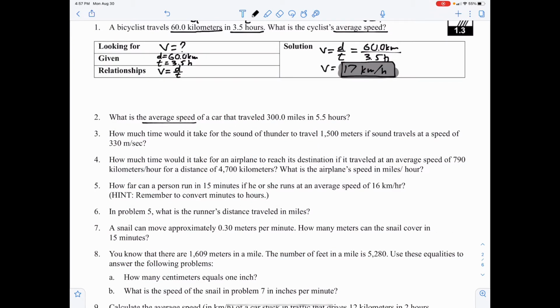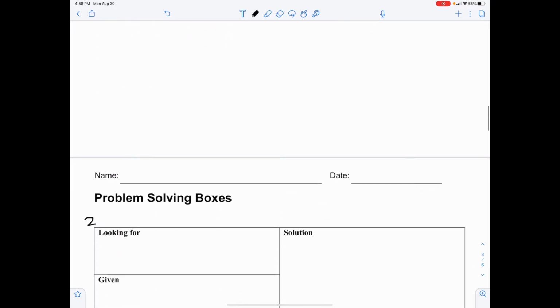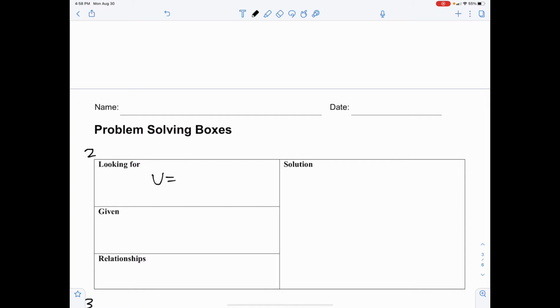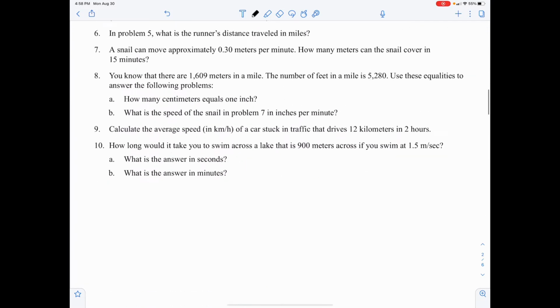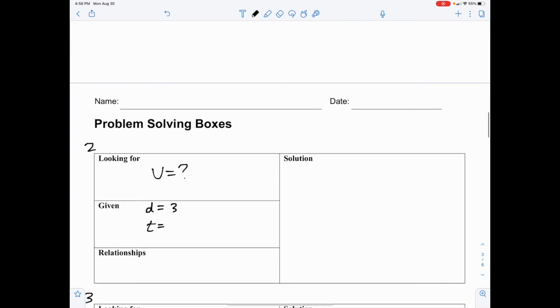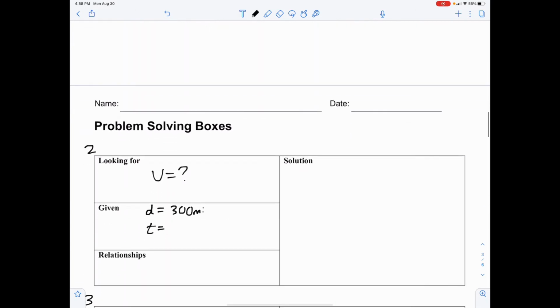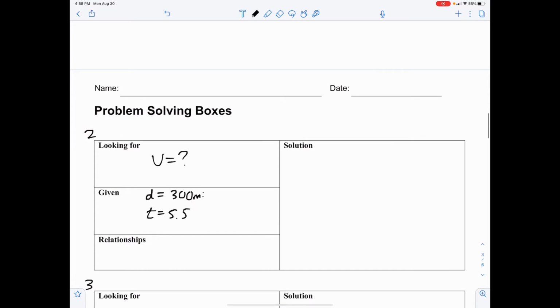Okay, let's take a look at number 2. What is the average speed, so V is the question mark, of a car that traveled 300 miles, that is a distance, in 5.5 hours? Well, there's the time. We're looking for V, that was the question mark. You were given distance and you were given time. The distance was 300 miles. And the time was 5.5 hours.